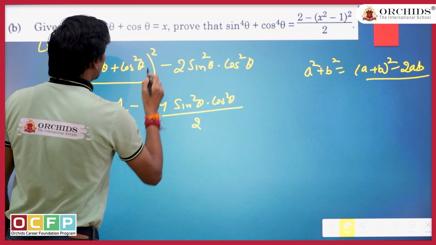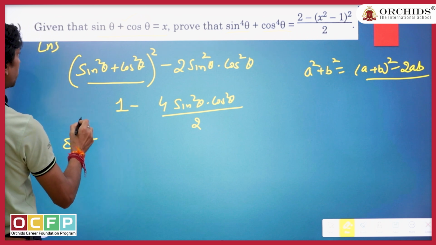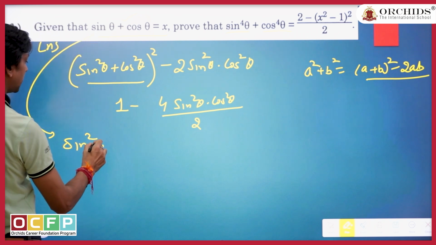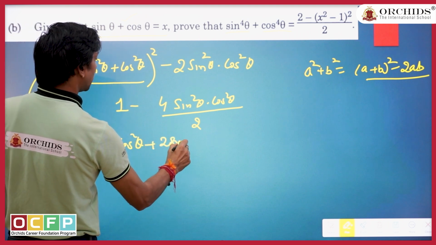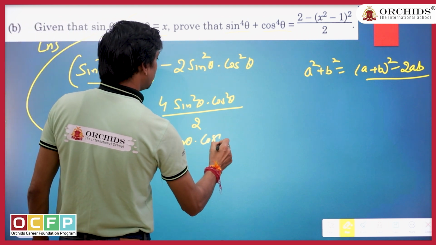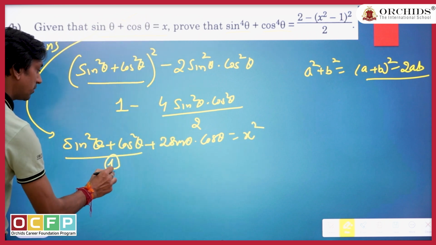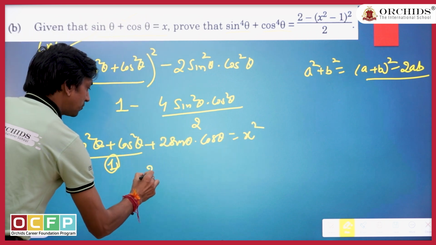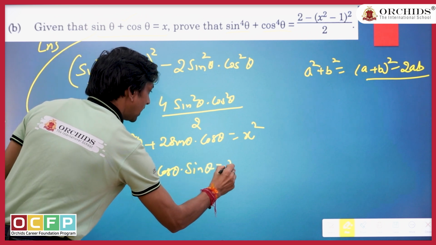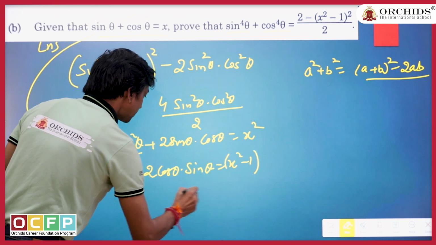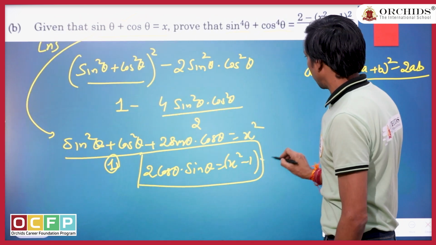Now we'll take the help of the given expression. We'll square this expression. What will we get from there? If I square this expression, I'll get sin square theta plus cos square theta plus 2 sin theta into cos theta, which is equal to x square. And we know sin square plus cos square is equal to 1, and this 1 will go to the right hand side. So I'll get 2 cos theta into sin theta equal to x square minus 1.